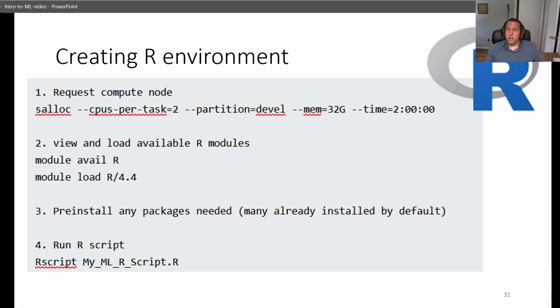Now, if you're doing R, it's a similar process. You again allocate a compute node. You can look at the different R versions. In this case, I wanted R 4.4, so I used module avail R to see all the different versions of R available in the cluster, and then I loaded 4.4. I then pre-installed any packages with install.packages command or devtools or bioconductor, and then I run my R script, whether that's in Open On Demand on the RStudio or on the terminal with Rscript commands.